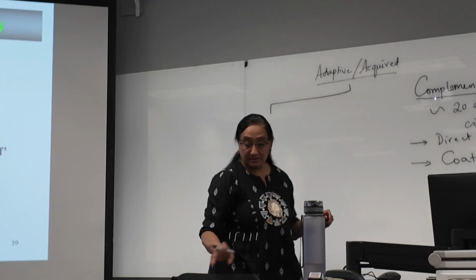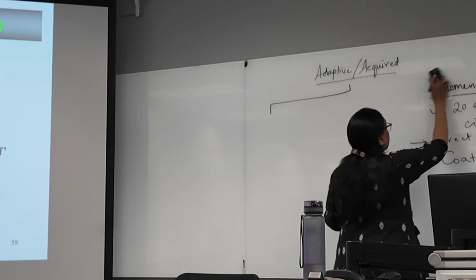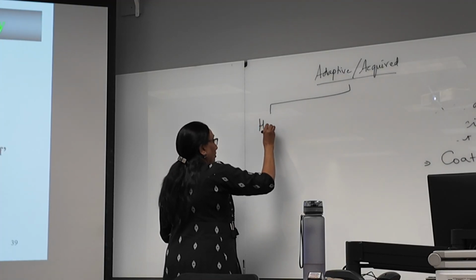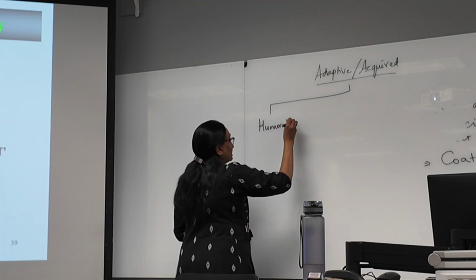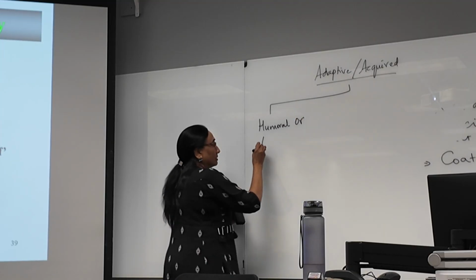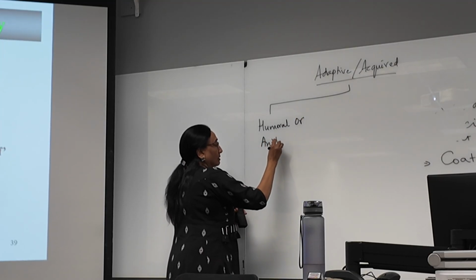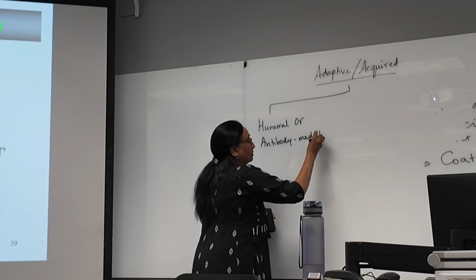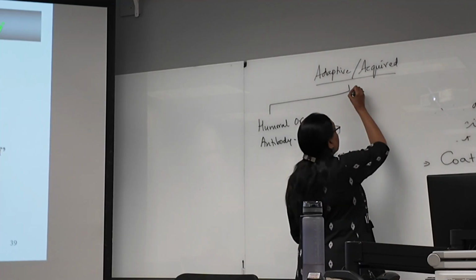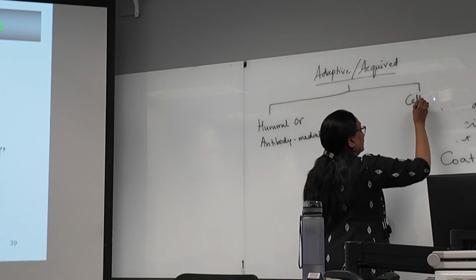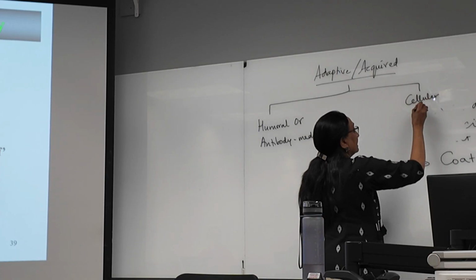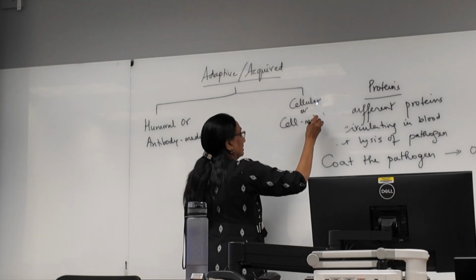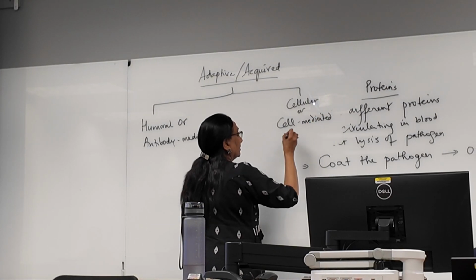And this is further subdivided into two categories. One is humoral immunity or antibody-mediated immunity. The second one is cellular or cell-mediated immunity.